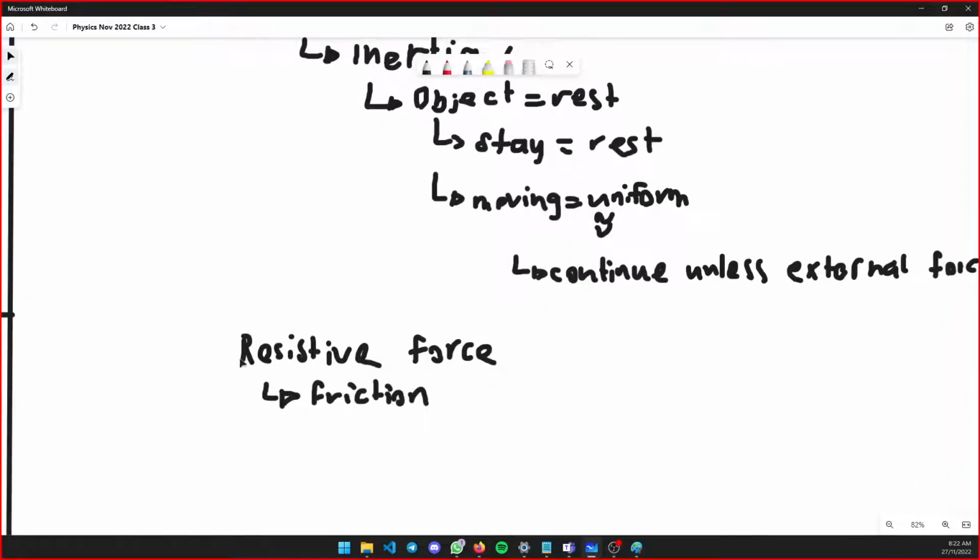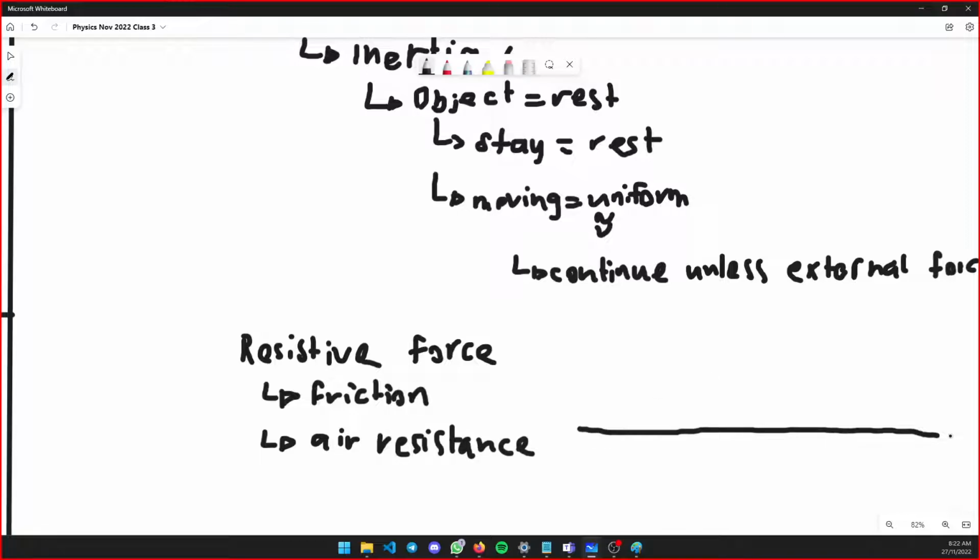So, what are these external forces? Usually, when we talk about external forces, we're talking about resistive forces. For example, friction or air resistance. And most often than not, both of these are acting at the same time. Where can we see both of them acting at the same time? We can see them on a car.